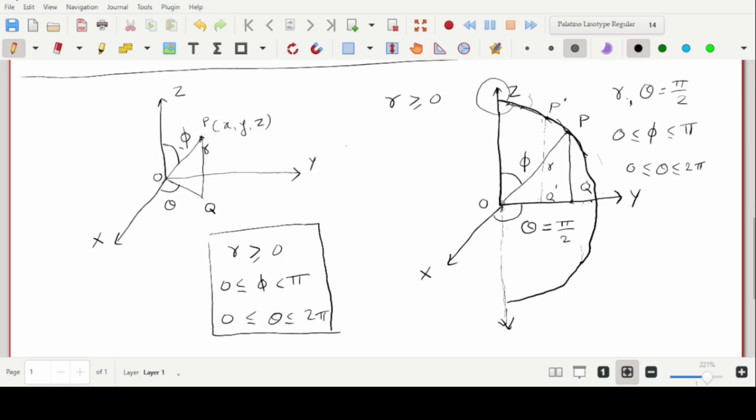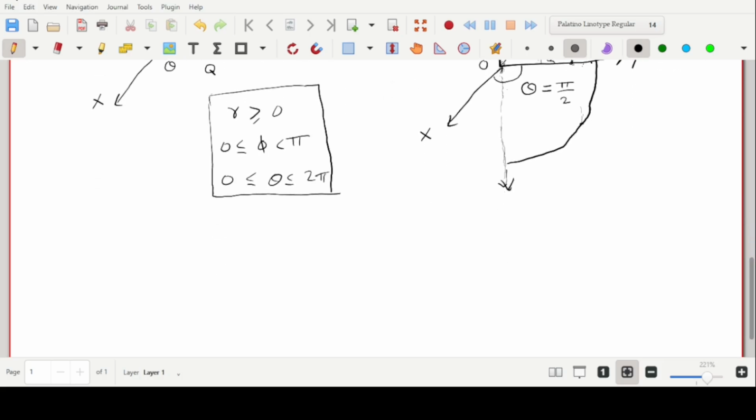So these are the new coordinates r, phi and theta, where r, phi and theta vary between these limits, and any point in this three-dimensional space can be expressed in terms of r, phi and theta. Okay, fine. Now the question is, how are we going to express x, y and z in terms of r, phi and theta?